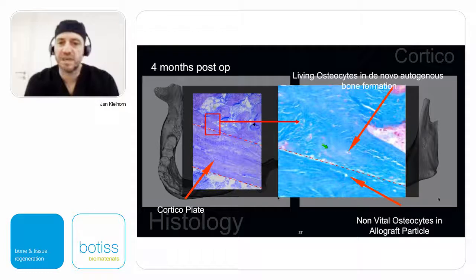So the outside is very stable, very natural, very non-resorbing, and the inside gets very vital. So actually we achieve what we tried to achieve, and this is the histology showing that we are on a good way doing this.